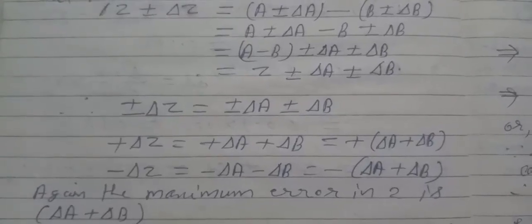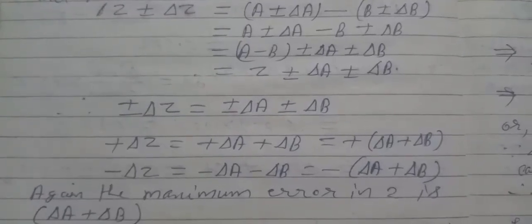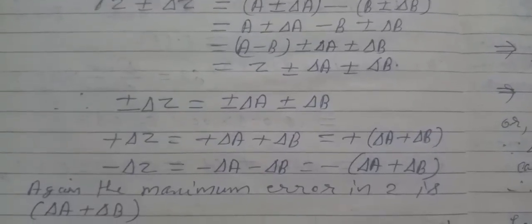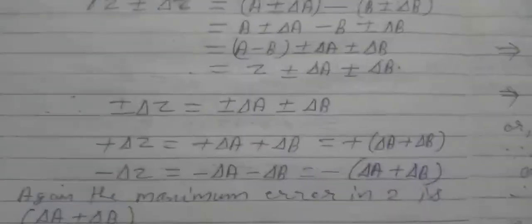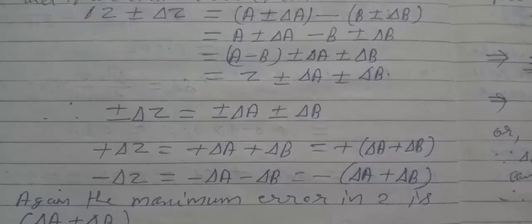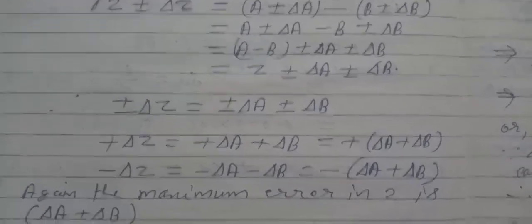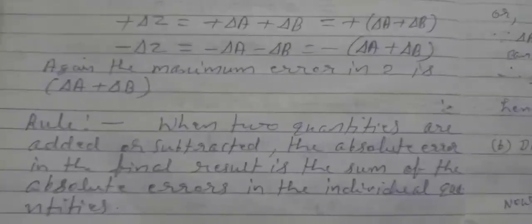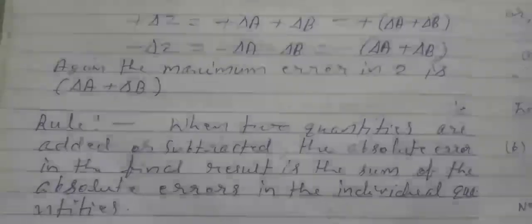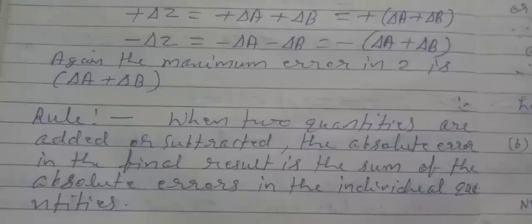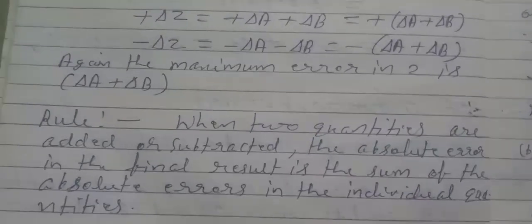This implies plus ΔZ equals plus ΔA plus ΔB, or plus of (ΔA plus ΔB). Similarly, minus of ΔZ equals minus of ΔA minus minus of ΔB equals minus of (ΔA plus ΔB). Again, the maximum error in Z is ΔA plus ΔB. Rule: when two quantities are added or subtracted, the absolute error in the final result is the sum of the absolute errors in the individual quantities.